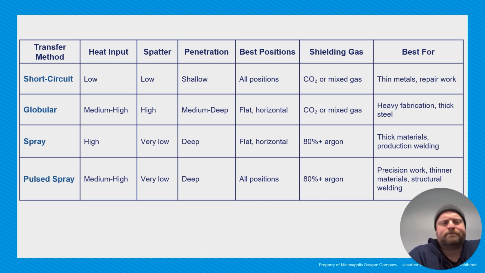And then best for, so short circuit, thin metals, globular, heavier fabrication, spray, thick materials, and then pulse, thicker materials and thinner materials. You can do more precision. You can do structural welding with it, like we keep saying, out of position. So pulse is pretty awesome. It allows you to do a lot of stuff.